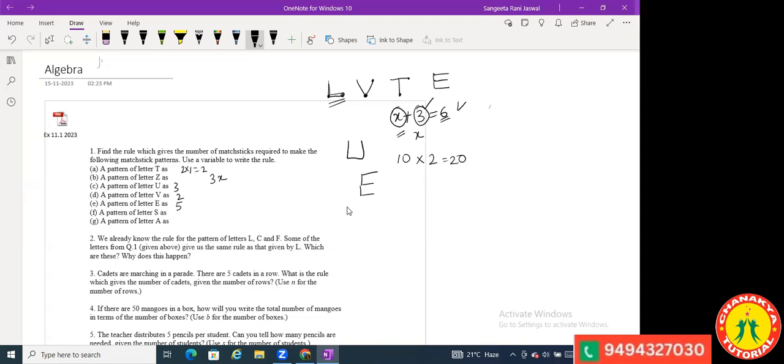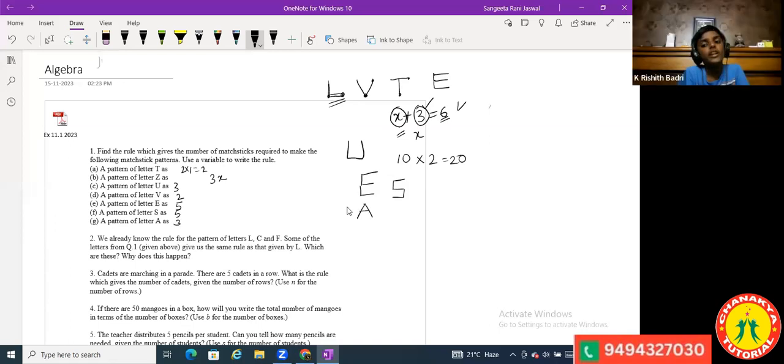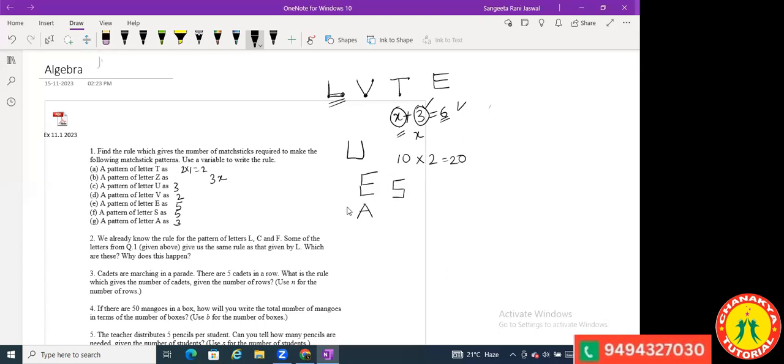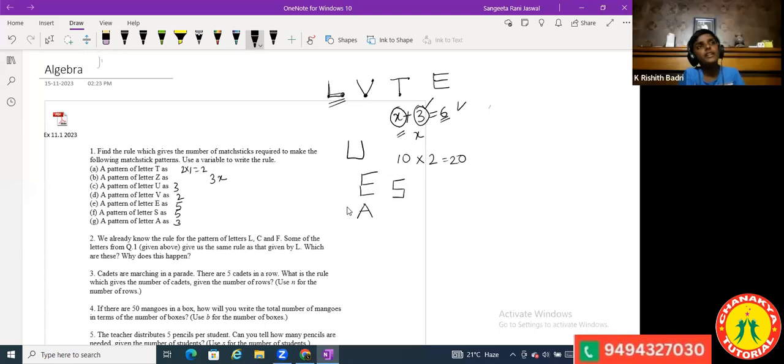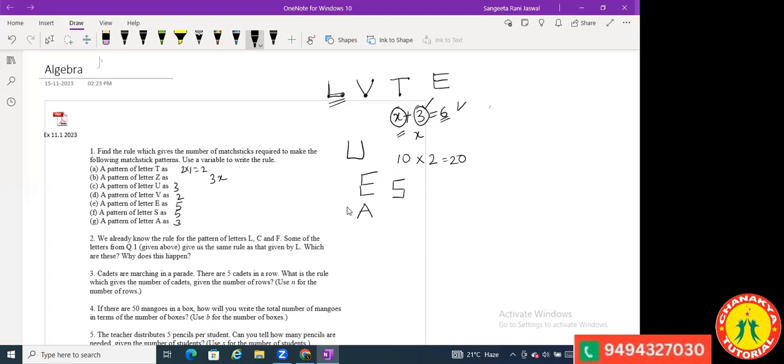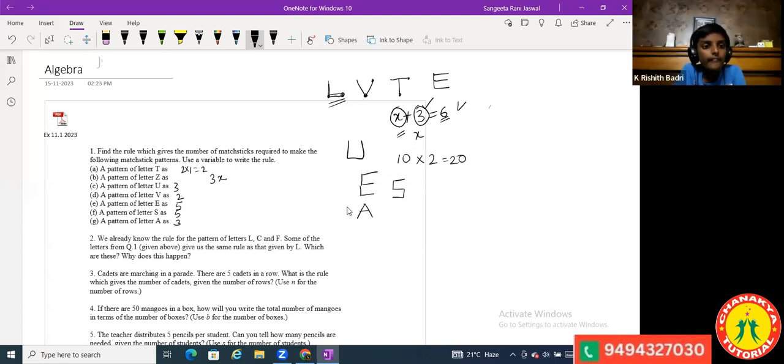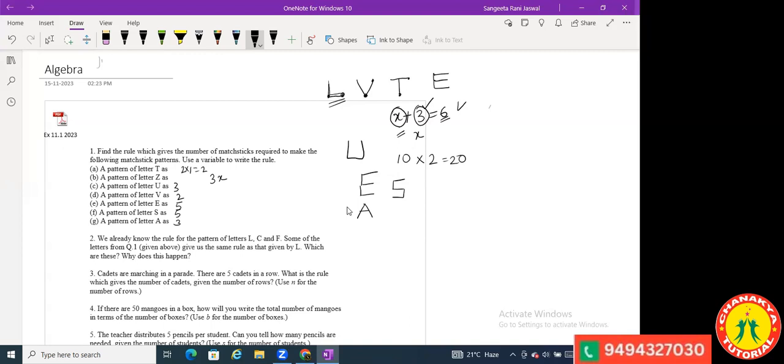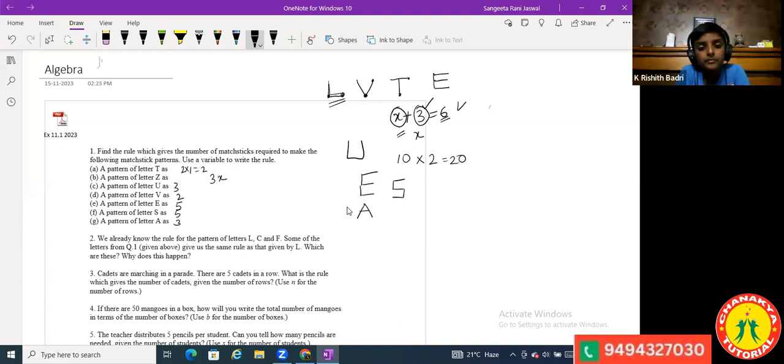Then to write S, how many do we need? 5: 1, 2, 3, 4, 5. And to write A, we need 3. Ma'am, actually, for writing A, we need 2.5. See if you have, you can make it.